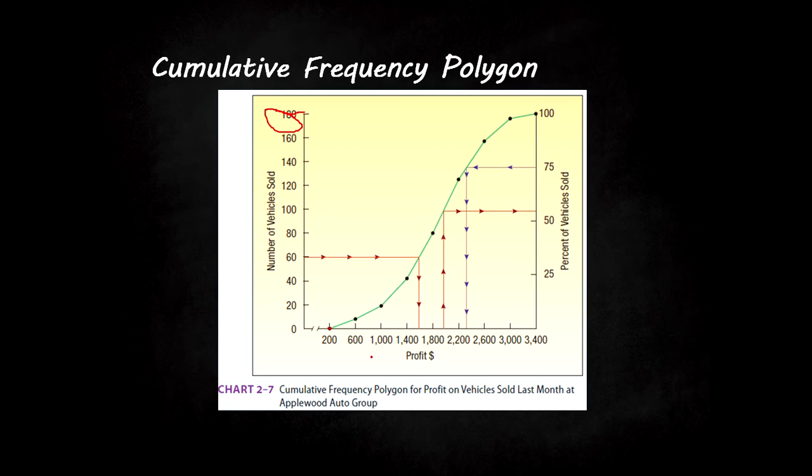So if I were to ask you, looking at this graph, how many data points, or how many car sales, had less than $1,600 profit, you'd be able to look and see, okay, 60 cars have less than $1,600 profit. Or, what percentage of cars have less than 2,000 profit? That would be 55. 55% of cars have less than 2,000 profit. So that is a cumulative frequency polygon.